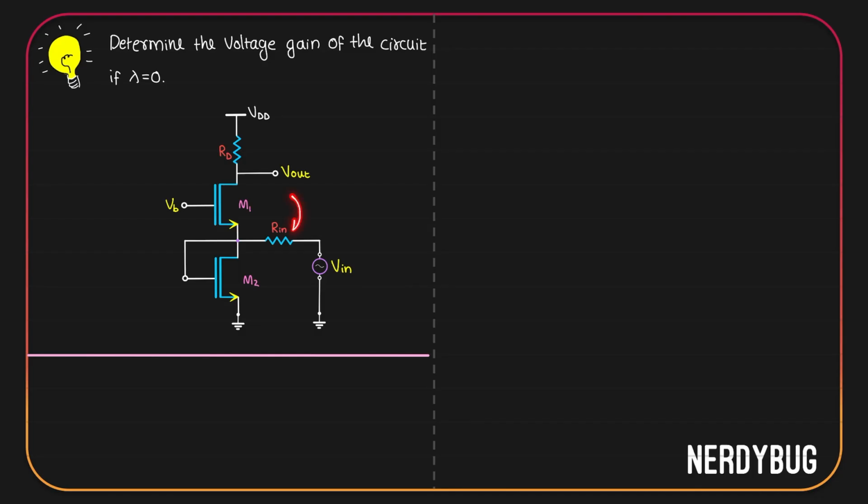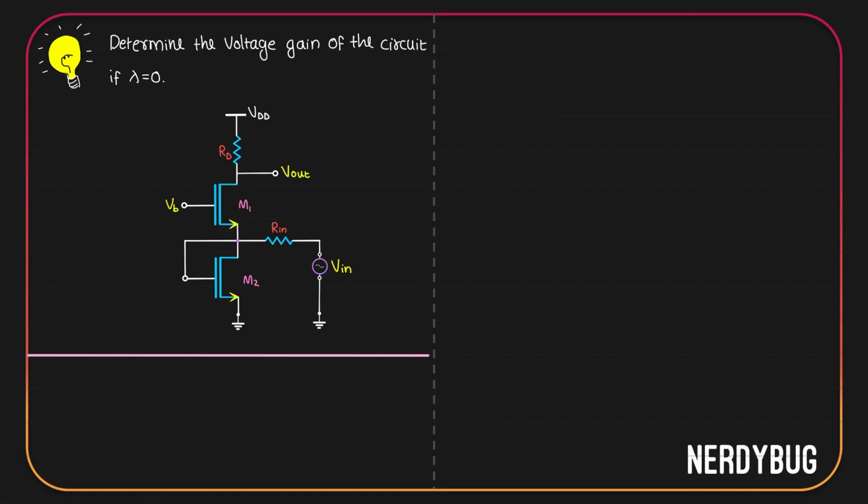Resistance of the input is also considered. Along with that, we have another MOSFET M2 which is also connected at the source of M1. Now, first of all, I'm going to call this point X. So the potential there will be Vx.